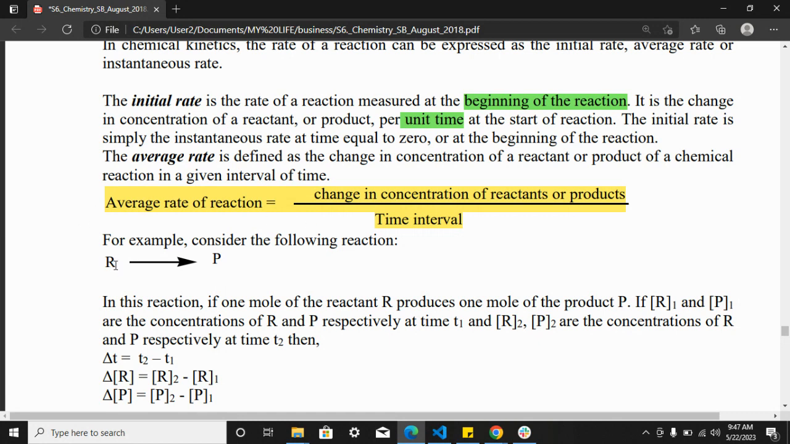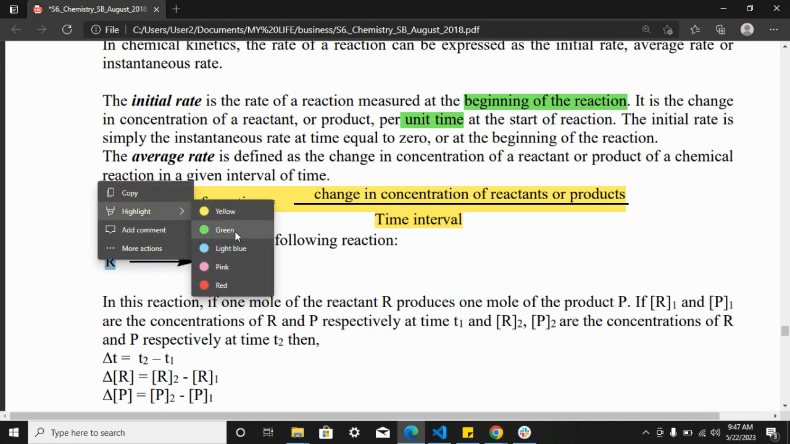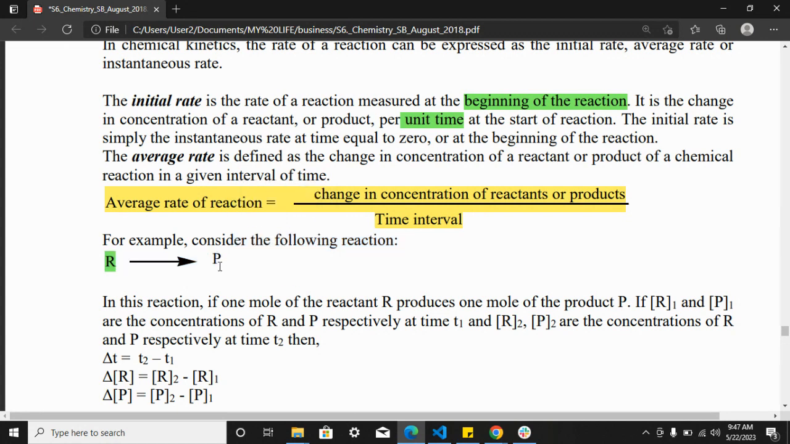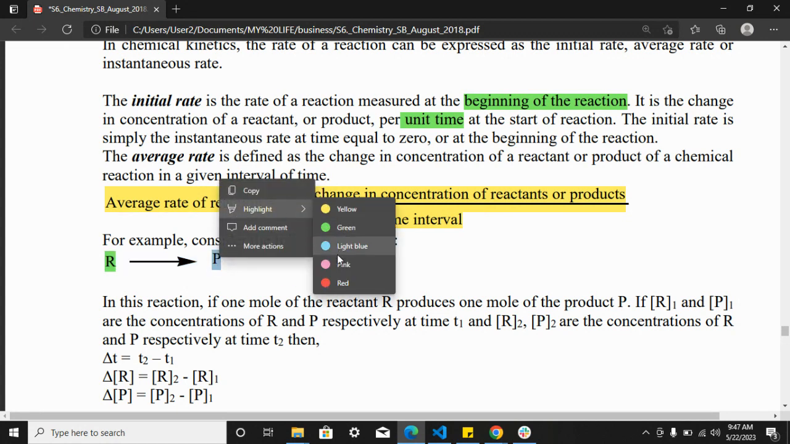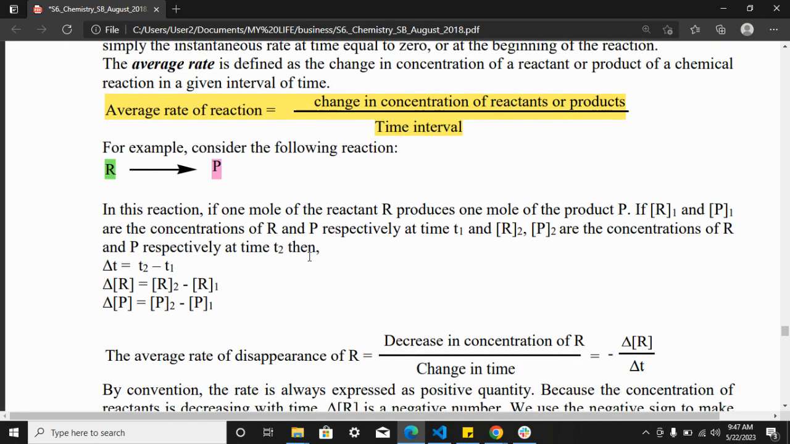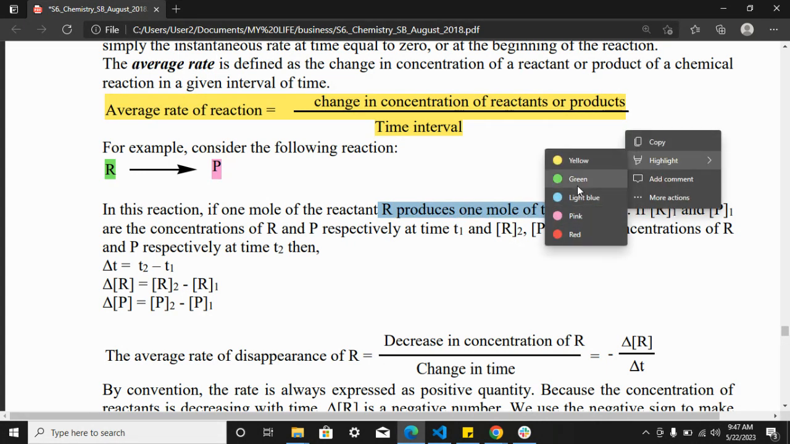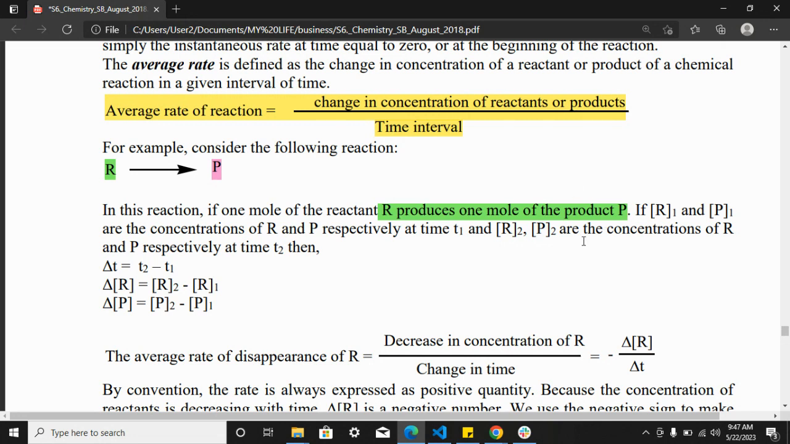So consider, dufite reaction aho reactant called R ihindukamo product yitwa P. Muri iyo reaction rero, if one mole of R produces one mole of product P, one mole ya R itubyarira one mole ya product yitwa P. So if R1 and P1 are the concentrations of R and P respectively at time 1, noneho R2 and P2 are the concentrations of R and P respectively at time 2.